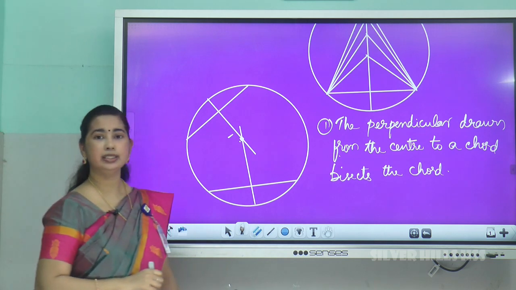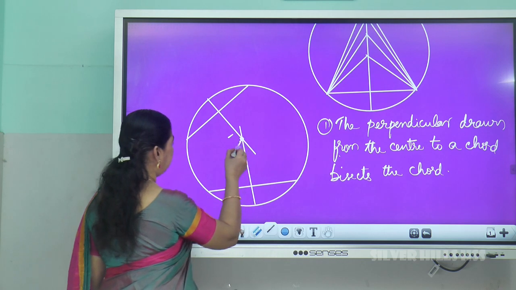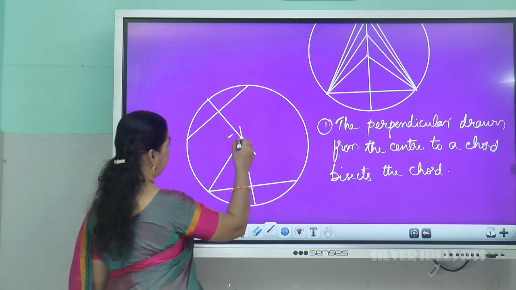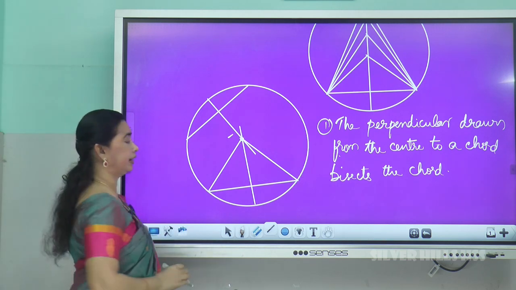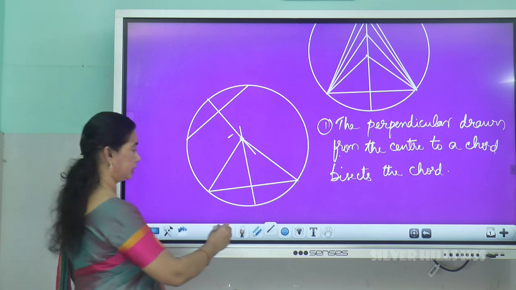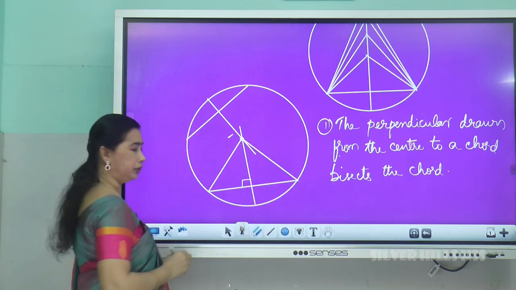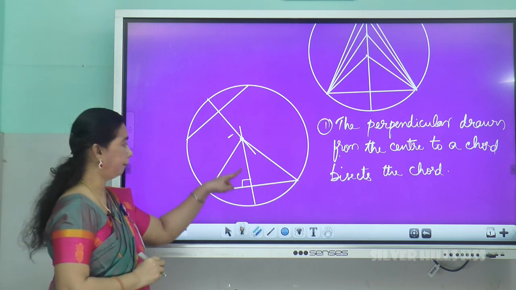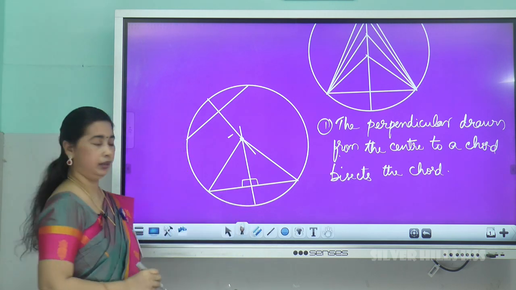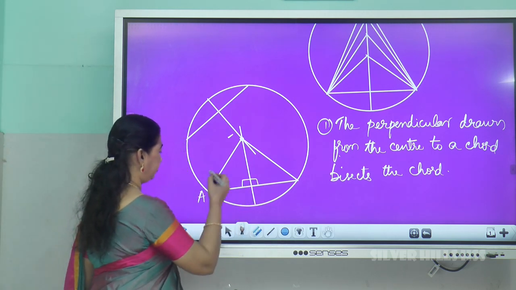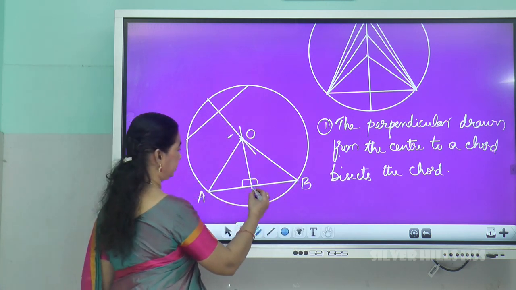How can we prove this result? For that, I am joining the center to this side as well as to this side. We are getting two right angle triangles over there. Why are they right angle triangles? Because this is the perpendicular drawn, it is given. So, these two angles are 90 degrees. Let this point be A, this be B, this is the center O, and this point let it be D.